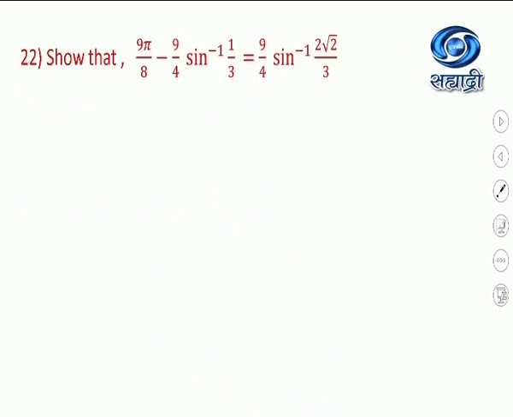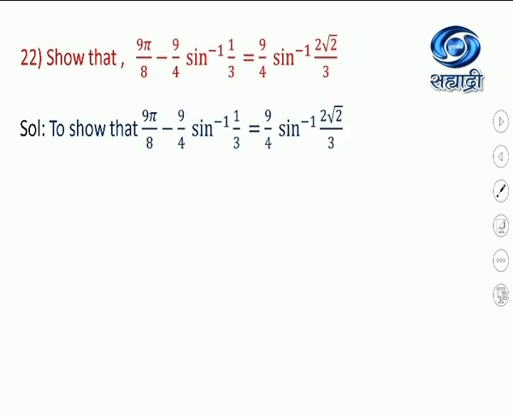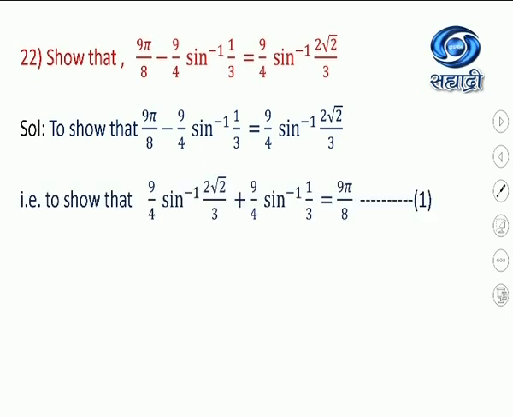Show that 9 pi by 8 minus 9 by 4 sine inverse 1 upon 3 is equal to 9 by 4 sine inverse 2 root 2 upon 3. Now here we rearrange the terms. See how? First we write the given statement as it is, or the equation as it is, to show that 9 by 4 sine inverse 2 root 2 upon 3 plus 9 by 4 sine inverse 1 upon 3 is equal to 9 pi by 8.